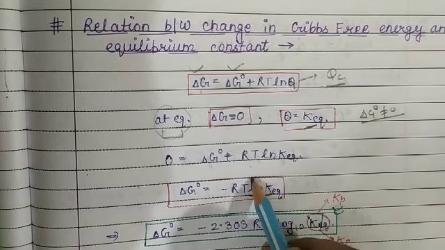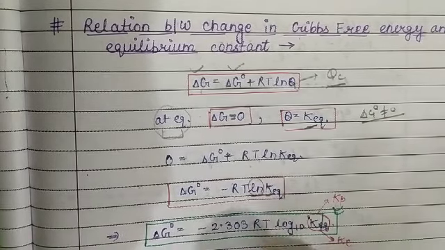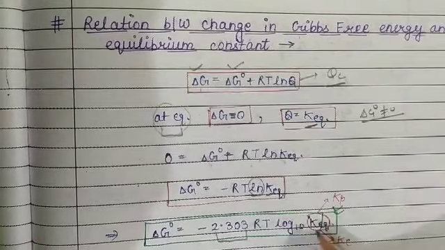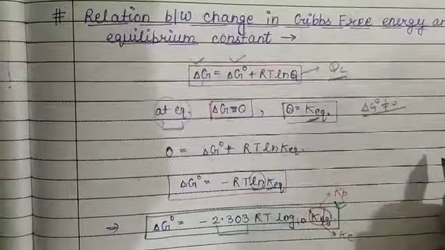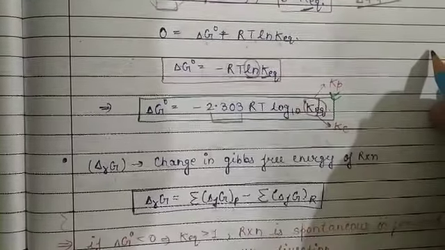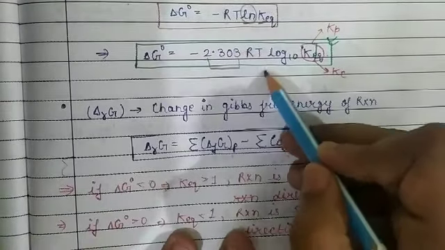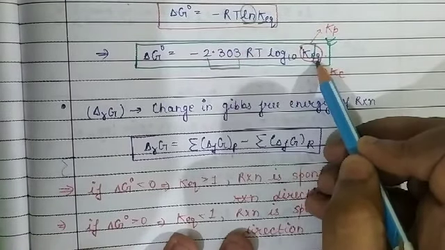Now we can change the natural log into log base 10 by multiplying with 2.303. So delta G naught is equal to minus 2.303 RT log Kc.